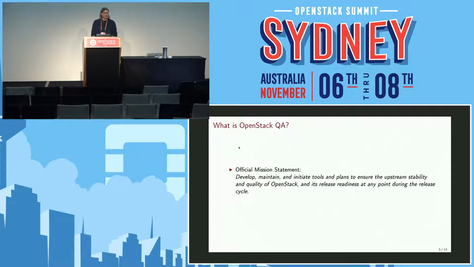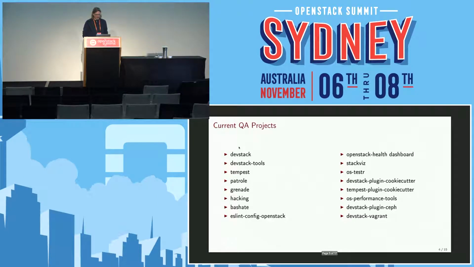The way we achieve this is by working with the infra team. We have a gating system in place that we use to verify every single OpenStack patch before it's merged into the repository. So just briefly, a list of the projects, in terms of repositories, that we have.